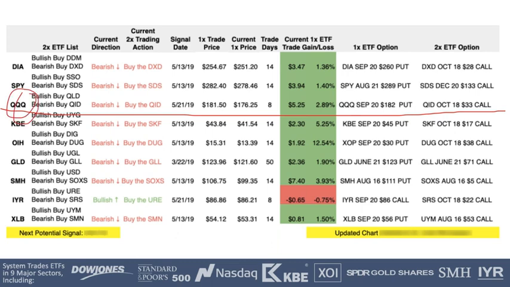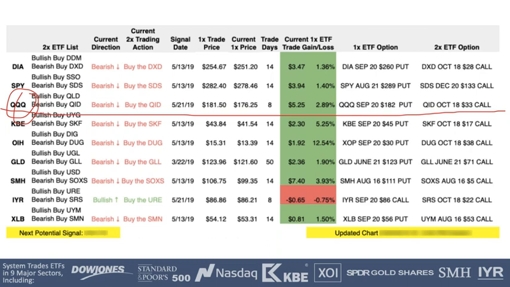But what if we wanted to trade the double ETFs? Well, what are the double ETFs? The double ETFs are designed to provide double the daily move of that individual index. So for example, if the Qs goes up 1% in a day, the QLD, which is the bullish 2X ETF, is designed to go up 2%.